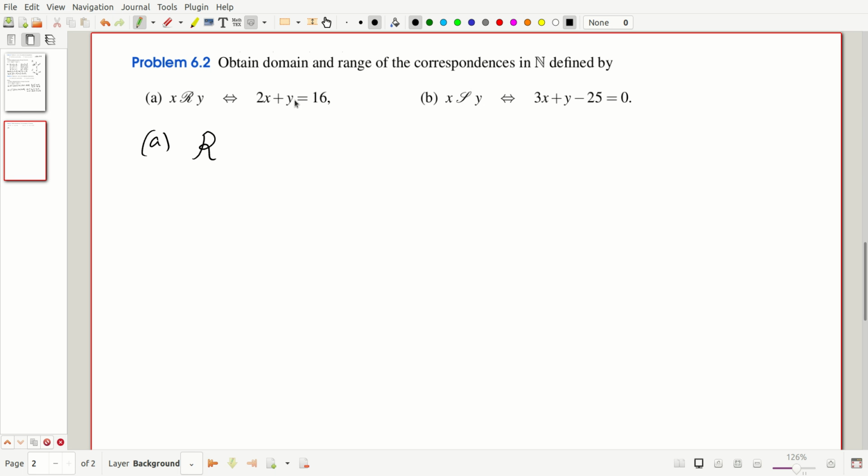To identify that, what we're going to do is eliminate y here. y is 16 minus 2x. And remember, both x and y are natural numbers. So what we do now to identify the pairs is we start giving numbers to x until we exhaust all possibilities. First we take 1 for x, and if we put 1 here, then you have 14.